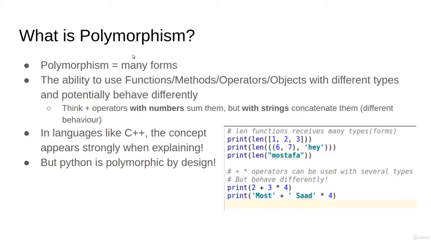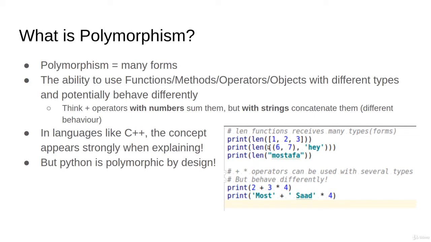The word polymorphism means many forms. What does it mean? Look at this function here, the length function. When we pass it this list, it gives us the length. If we pass this tuple of items, it gives us the length. If we pass it a string, it gives us a length. Now, what is interesting here? The same length function is receiving different types of objects, and still it can answer what is the length of the current object.